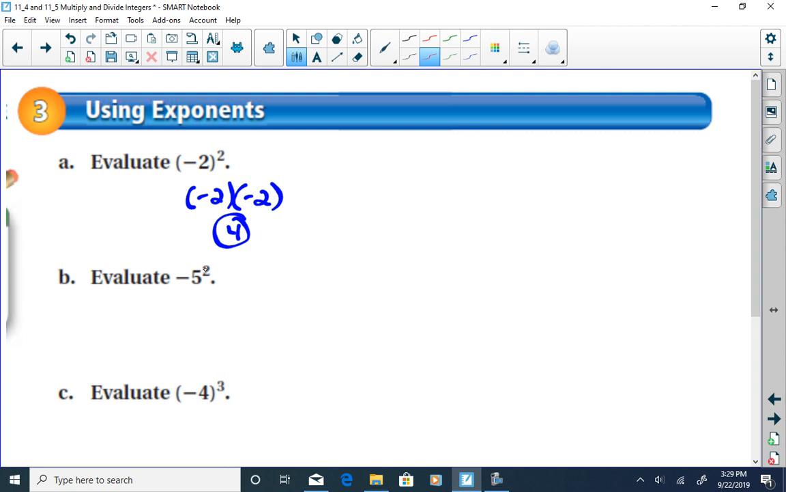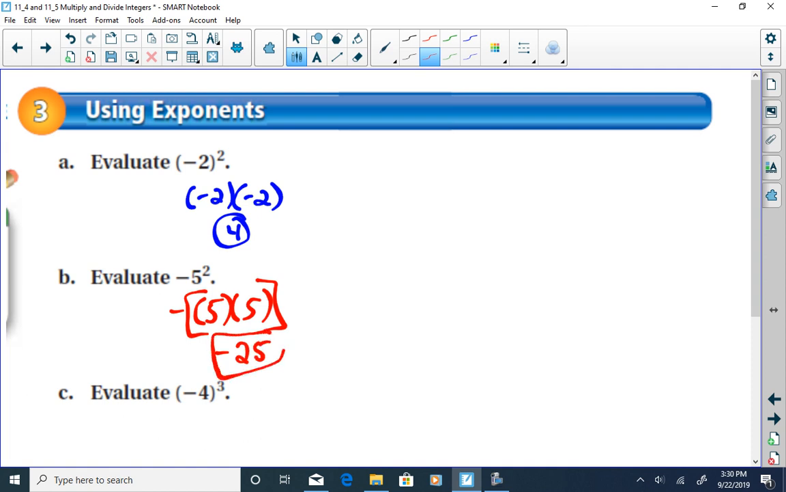Now, the second example is different than this first example, right? What do you see different? Yes, no parentheses. So because there's no parentheses here, -5 is not the base. The base is actually 5. That base of 5 is going to be used as a factor 2 times, but I want the opposite of that product. So 5 times 5 is 25. I want the opposite of 25, which is going to be -25.